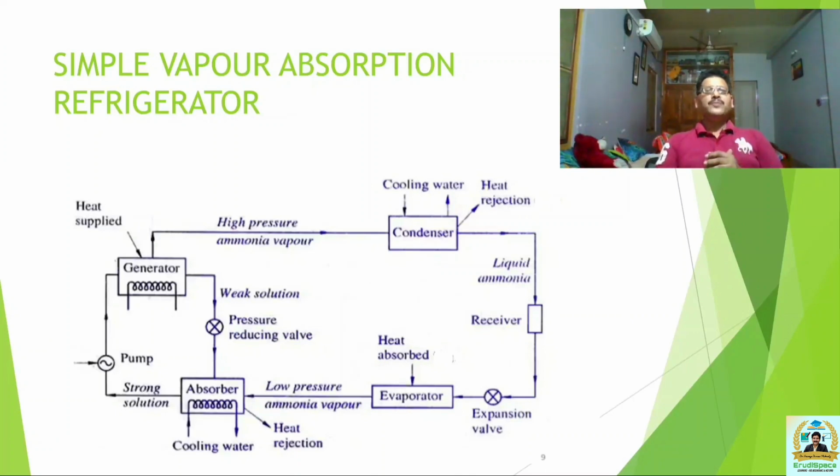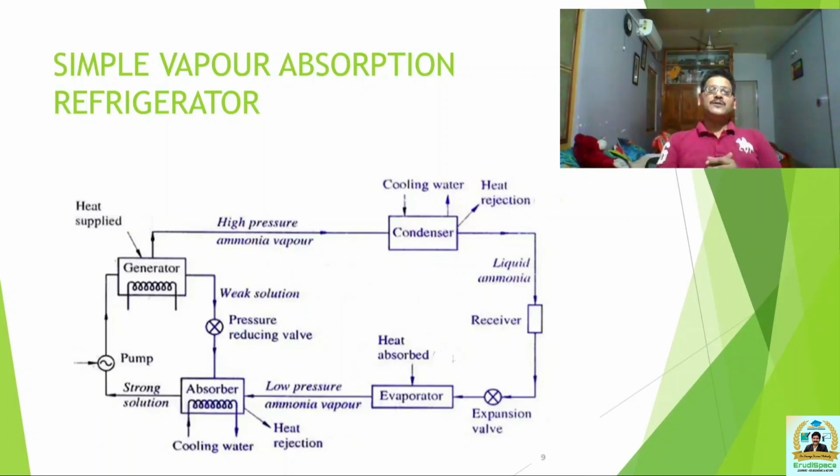As far as the flow of working substances is concerned, refrigerant flows through all the components of the Vapour Absorption Refrigeration System. But as far as water is concerned, the flow of water is restricted only to 4 components. They are your absorber, your pump, your generator and your pressure reducing valve. So this is all about the simple Vapour Absorption Refrigeration System using ammonia as a refrigerant and water as an absorbent.